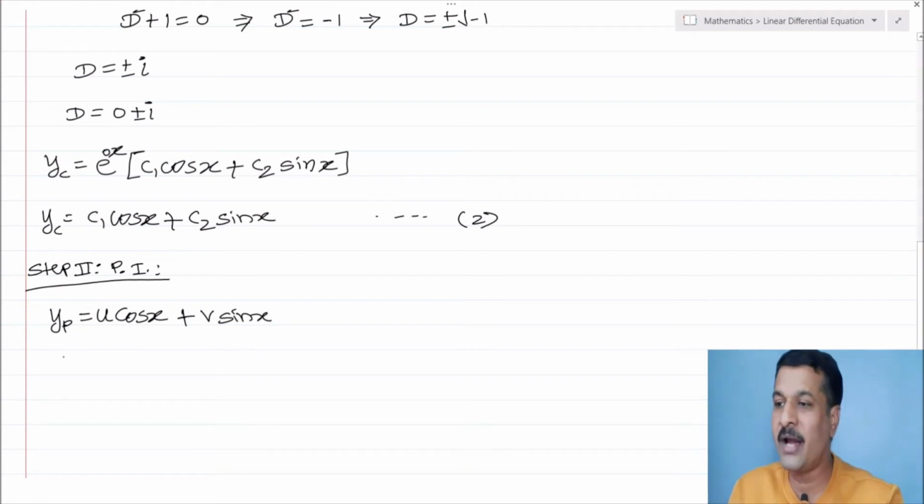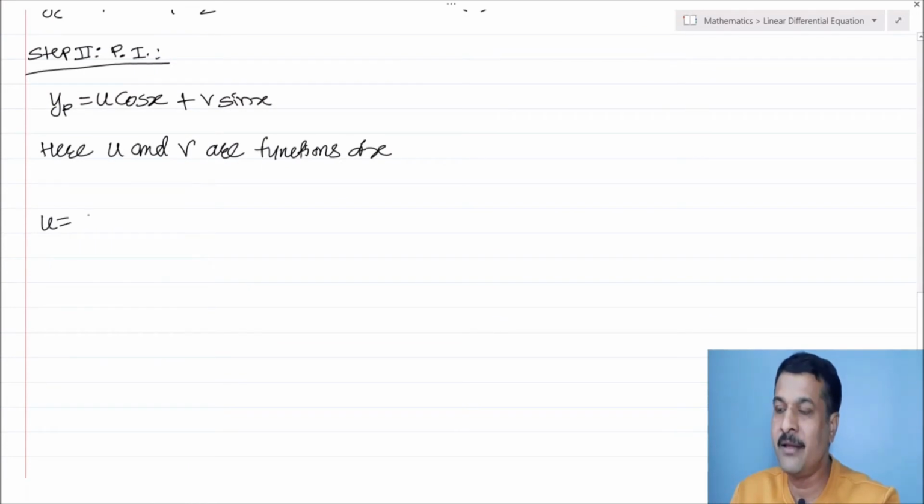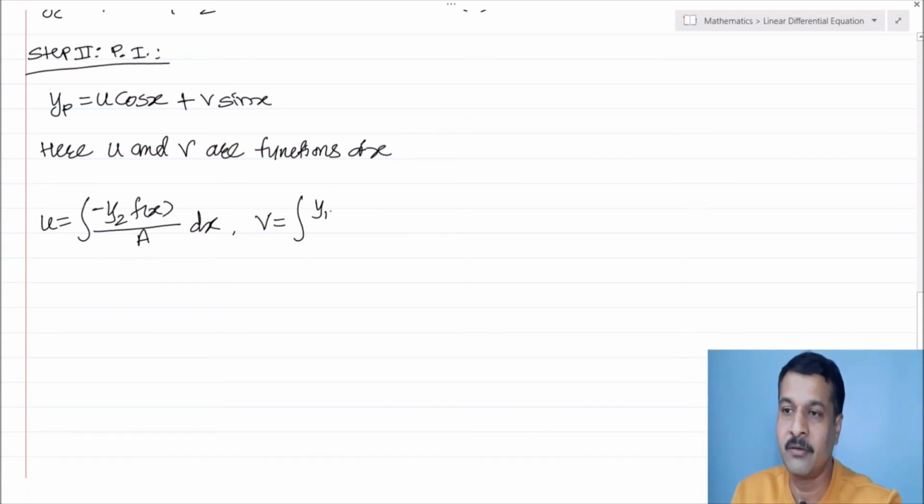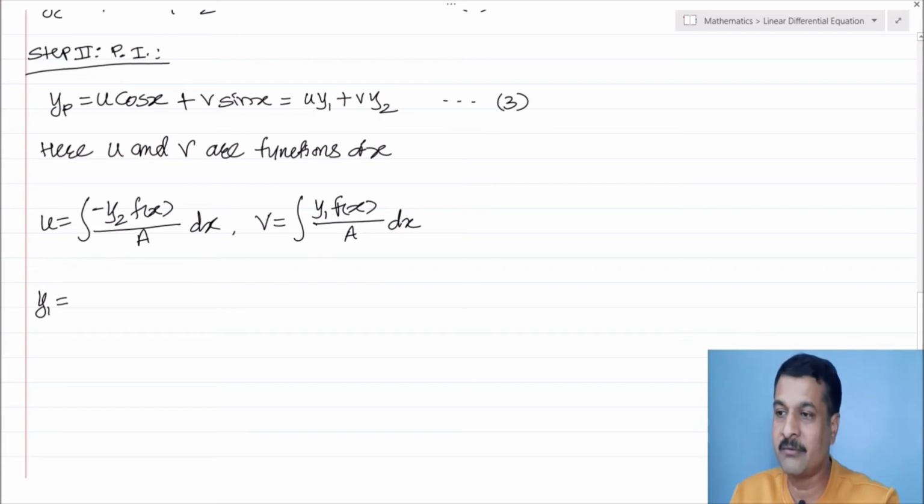So how to find u and v? Here u and v are functions of x, and u is given by integration of minus y2 into f of x upon A dx, and v equal to integration of y1 into f of x upon A into dx. So what are y1, y2? You just observe here and compare with this one, u y1 plus v y2. You consider this is equation number 3, and if we compare, I am getting y1 equal to cos x and y2 equal to sin x.